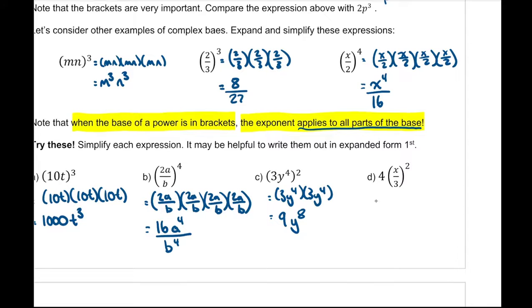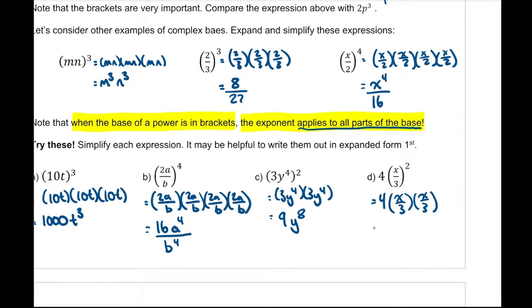And then finally for D, this one's a little bit different because I have a number and a base to the power of 2. So the 4 I'm not going to touch because it doesn't have the exponent attached to it. It's not included in that bracket. Right? So we're following BEDMAS order of operations. We do the exponent first. I'm going to rewrite it. X over 3 times x over 3. So because of that squared, there's 2 x over 3's.